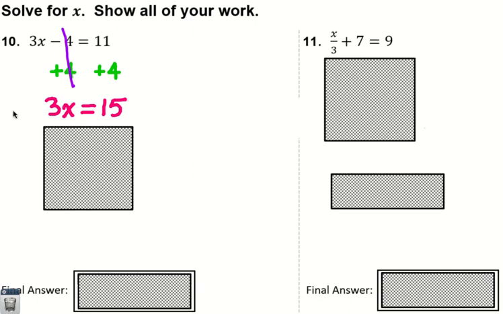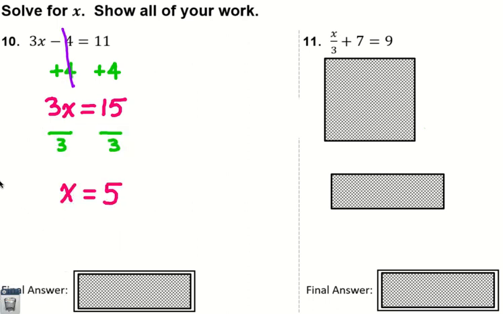Now the next thing we're going to do is take care of this times 3, this 3x. What's the opposite of multiplication? What's going to make this 3 go away? Well, dividing by 3. And when we divide by 3, that undoes the 3 there. And it leaves x by itself over here, and 15 divided by 3 is 5.